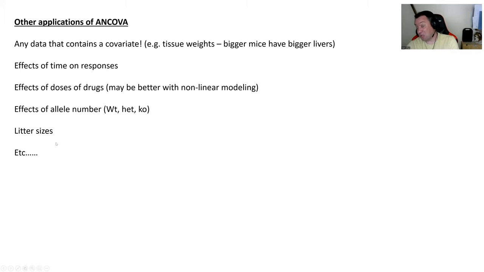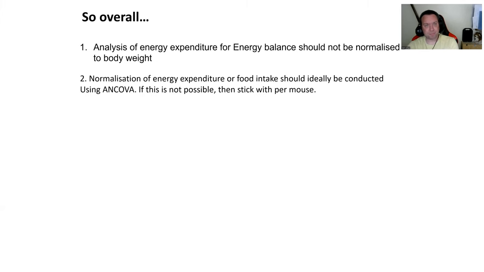Litter sizes, so if you're looking at the weight of pups and you have sufficient numbers, instead of experimentally manipulating your litter sizes, you could potentially look to see if an effect is determined by the size of the litter. So, you know, with a litter of 8 pups, largely you're going to have slightly smaller pups than if it's a litter of 4. And you can think of many other examples.